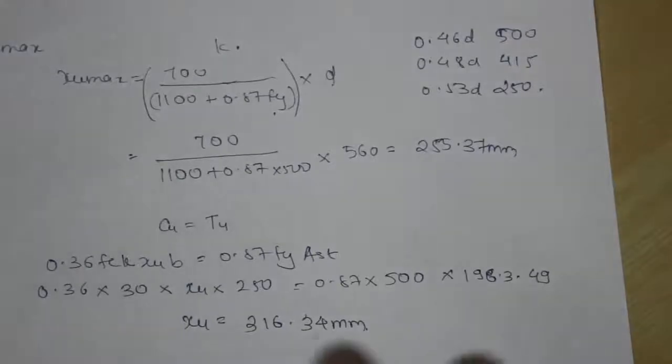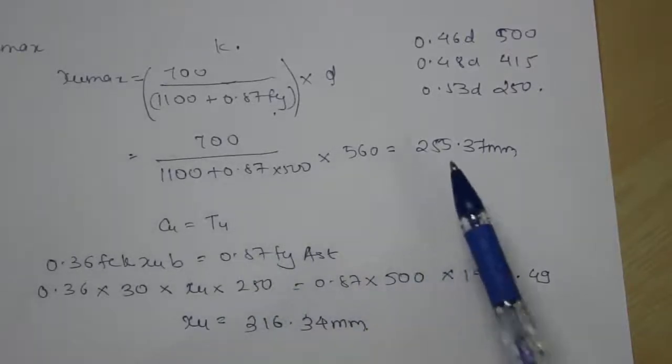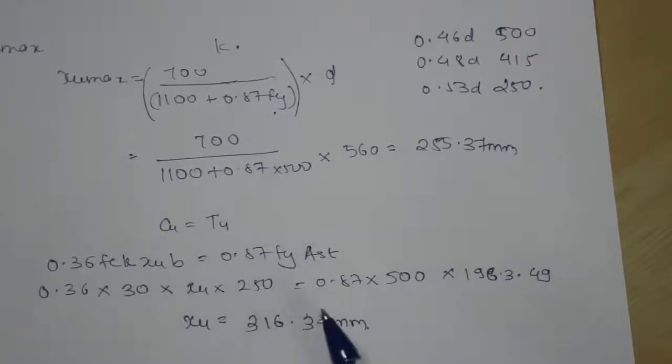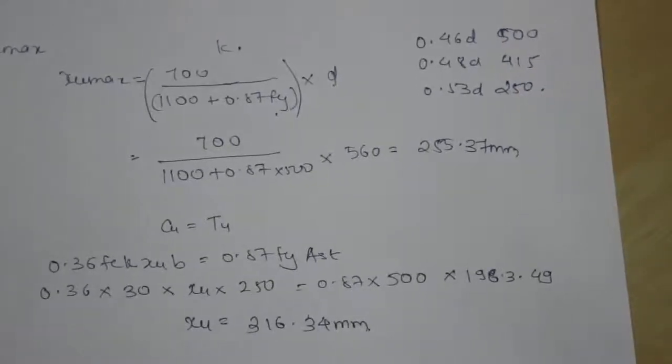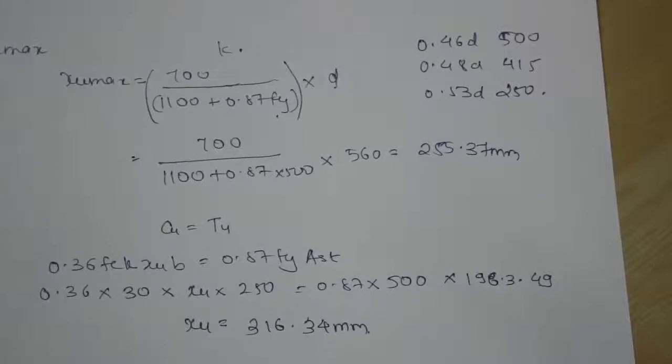So it is clear that the beam is over reinforced, and our limit state design doesn't allow you to design a beam as an over reinforced beam. So what we'll do is we will reduce the maximum moment it can sustain by providing xu as xu max. If you reduce the value of xu, automatically the moment carrying capacity of the beam will be reduced. So actually we are designing it assuming a safety factor here.